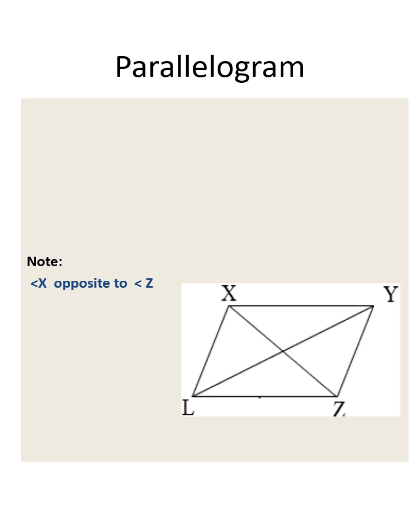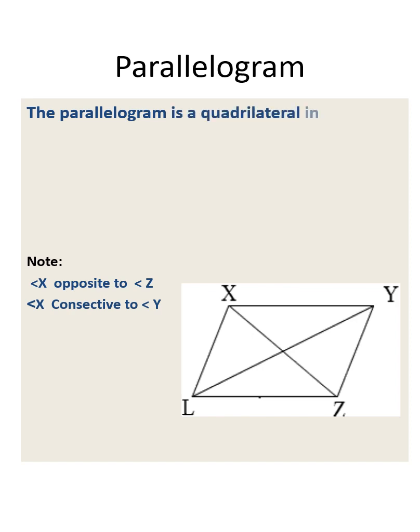Also, we have the word consecutive. What is the meaning of consecutive? Angle X is consecutive to Y. Angle Y is consecutive to Z. Angle Z is consecutive to L. Consecutive means beside. The parallelogram is a quadrilateral in which two opposite sides are parallel and equal in length. XY is parallel to LZ and equal to LZ.